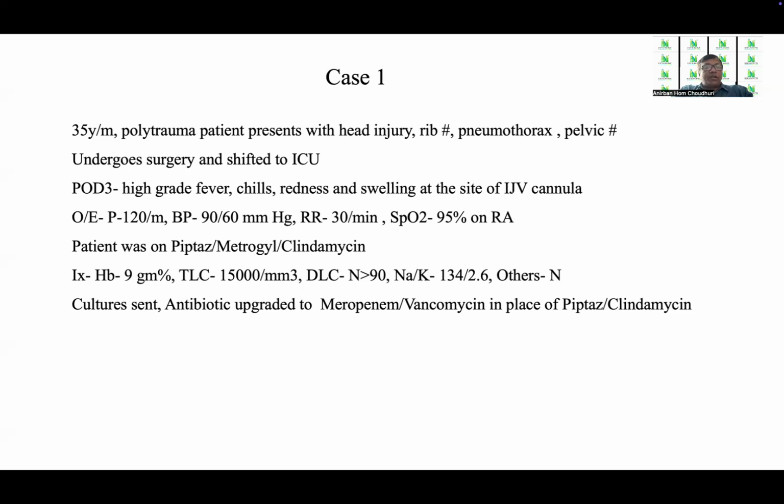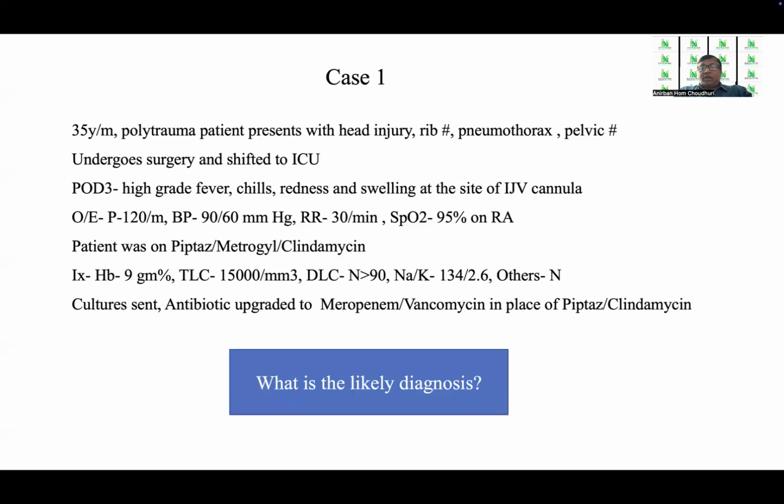Now, the patient was already on peptides, metrogel, and clindamycin, and the investigation shows a raised TLC with predominant neutrophils. So, as a norm, the cultures are sent, and the antibiotics upgraded to meropenem and vanco in place of peptides and clinda. And the question is, what is the likely diagnosis? It is very clear from the case itself that there is no doubt that we have to think about the central line associated bloodstream infection in this patient.